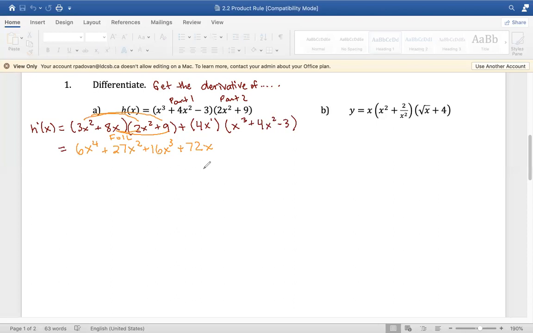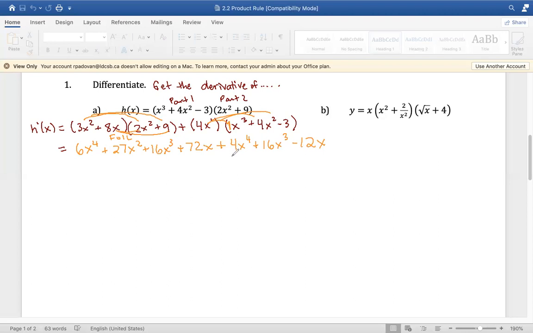6x to the power of 4 plus 27x squared plus 16x cubed plus 72x. And then I'm going to add to that. If it was subtraction, I could put the bracket, but since I'm adding, I don't really have to put the bracket in. And then that's just a monomial multiplied by a trinomial, right? So just distributive property. So 4 times 1, that's in front here. 4x to the power of 4, 16x cubed minus 12x.